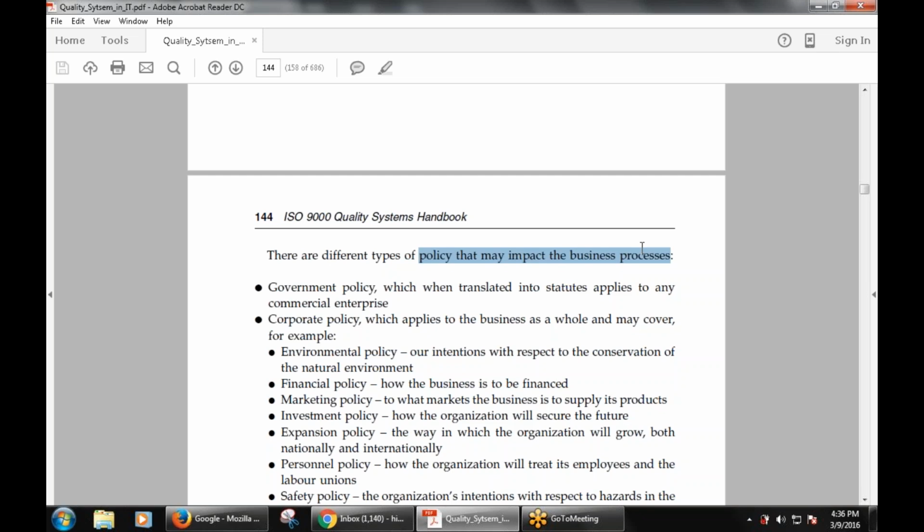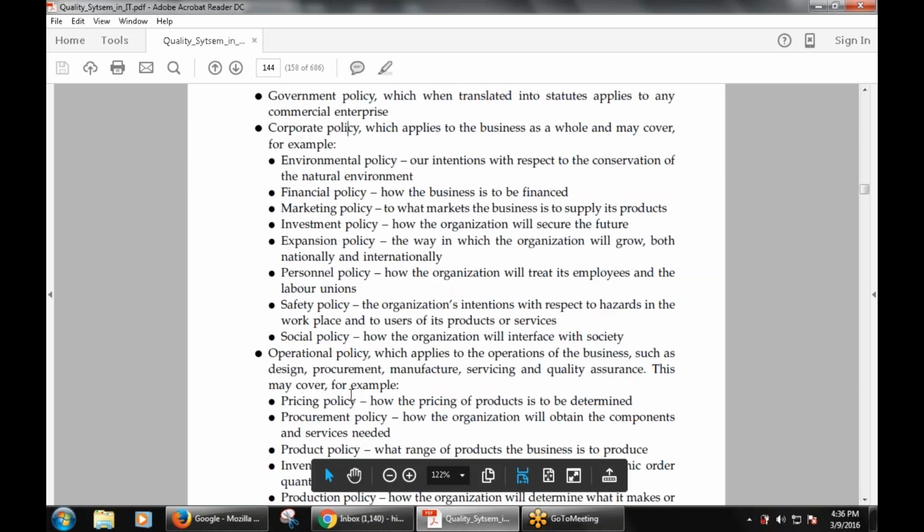And there are different kinds of policies that are available. There may be a government policy, a corporate policy that includes the environmental policy, safety policy, and personnel policy. And there is an operational policy that is applied to the organization, so that it will be applied to the various operations of the business.